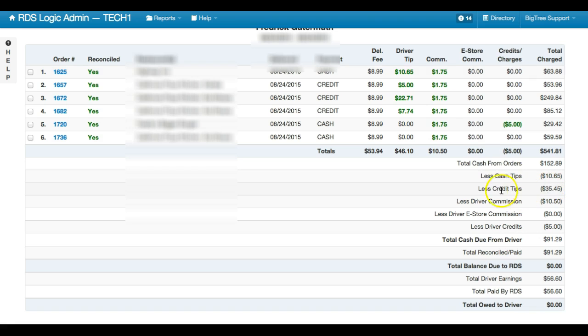So you never had that, and it would not be considered on your cash flow. So really what this is, is the credit card tips you paid him, the commission you paid him, and the $5 that you paid him. And that's what's reflecting in that $50 on the daily summary.